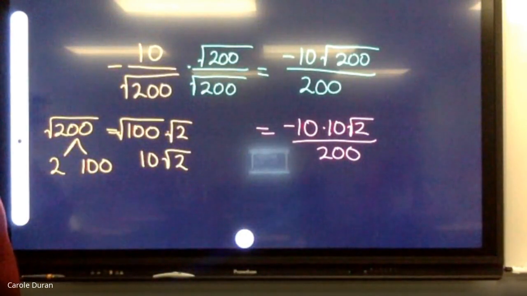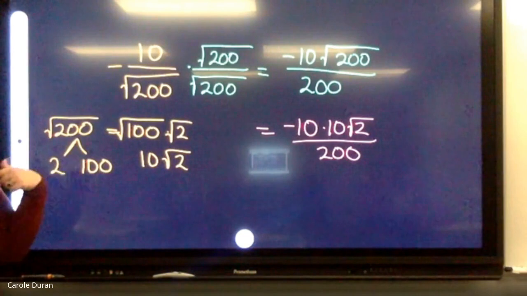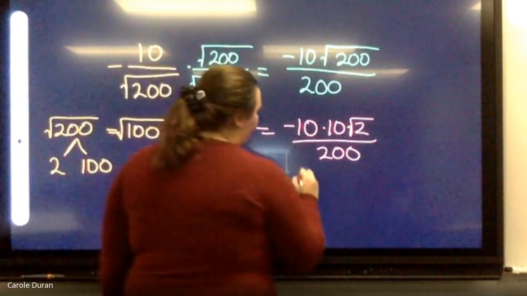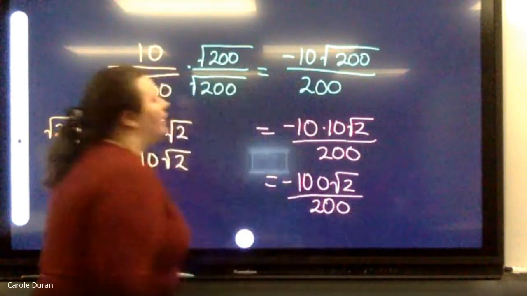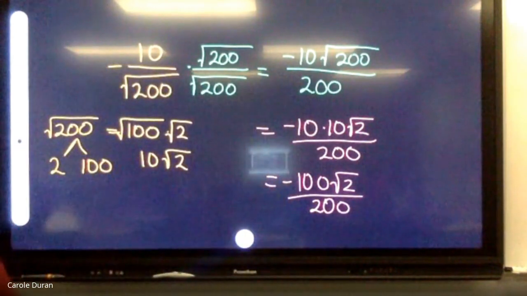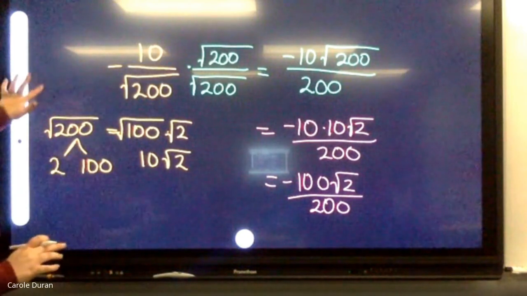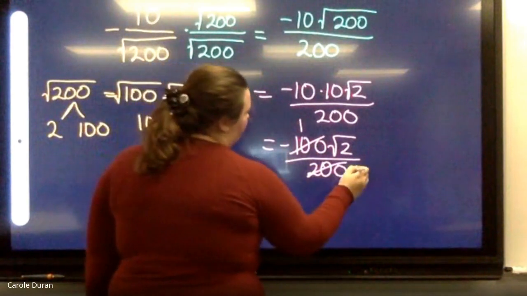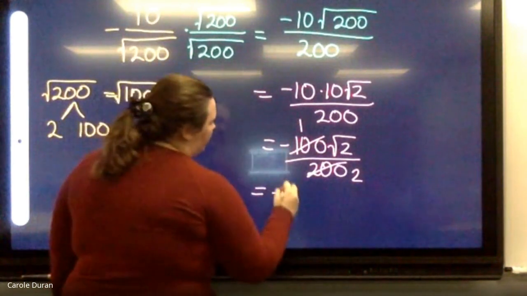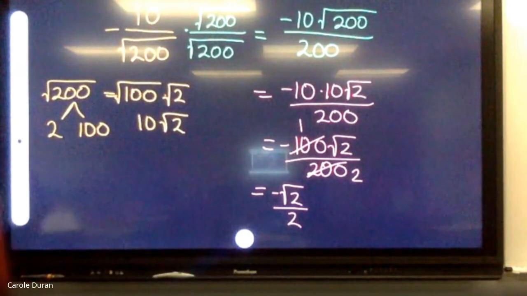Can I put any of that together? The tens. So I get negative 10 times 10, which is what? Negative 100. So I have negative 100 times the square root of 2 all over 200. And then I ask myself, can I simplify anything out of 100 and 200? Yes. 100, right? 100 divided by 100 is 1. 200 divided by 100 is 2. So I'm left with negative square root of 2 over 2. And that's my final answer.